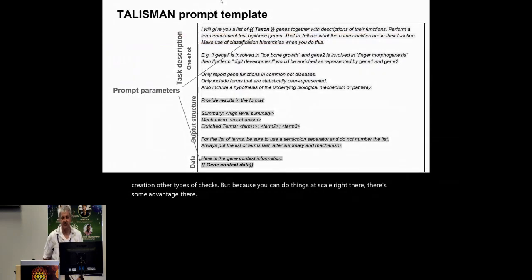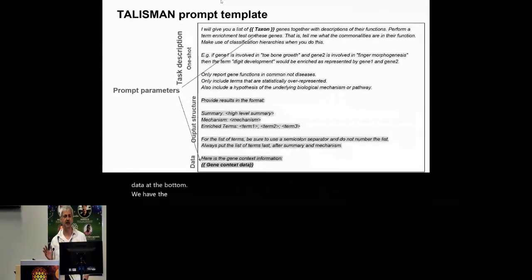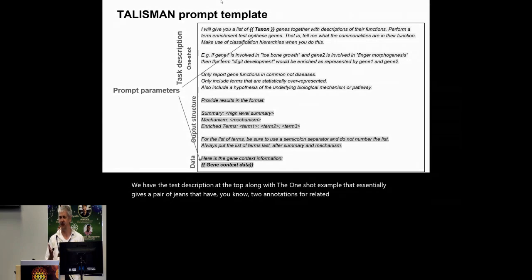All right, so this is the Talisman template for the prompt. I'll just kind of quickly lead you through this. So there are 2 parameters, one for the taxon at the top, one for gene context data at the bottom. We have the task description at the top along with the one-shot example that essentially gives a pair of genes that have 2 annotations for related terms that share a parent term, right? And this is just based on human anatomy. Maybe that exact concept is not important here. There are additional details here about what it should and should not do, kind of arrived at by trial and error. So we don't want it to return diseases. I'll have a little bit of a note on that in a second.